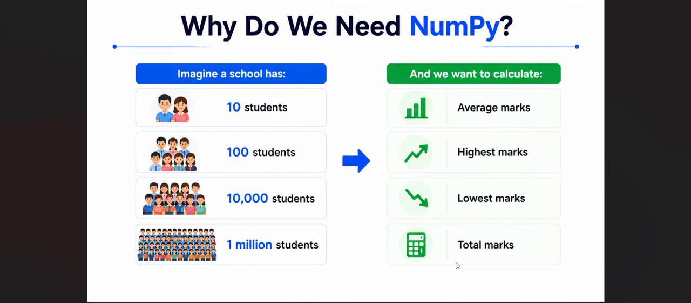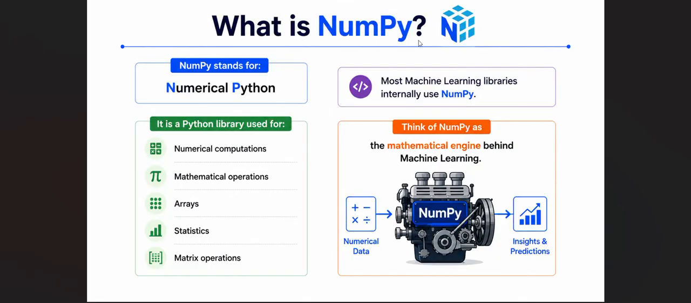NumPy is designed to handle numerical data efficiently and perform calculations much faster than regular Python structures. Now, what is NumPy? NumPy stands for Numerical Python. It is a Python library used for numerical computations, mathematical operations, arrays, statistics, and matrix operations. Most machine learning libraries internally use NumPy. Think of NumPy as the mathematical engine behind machine learning.